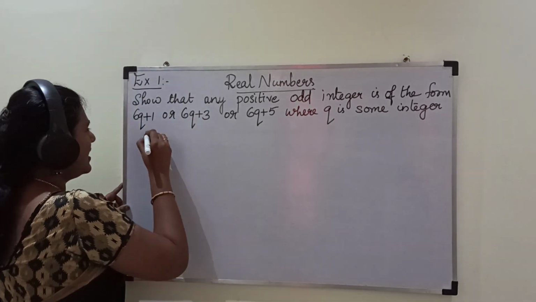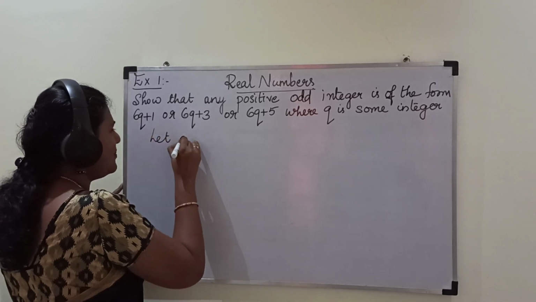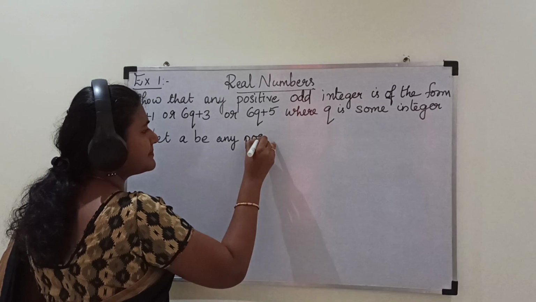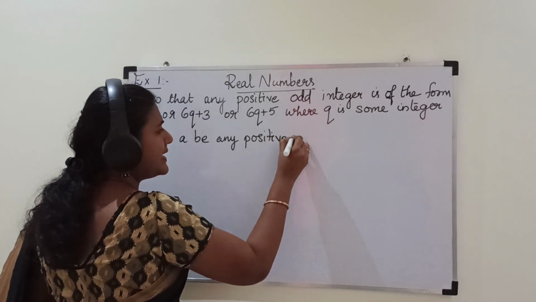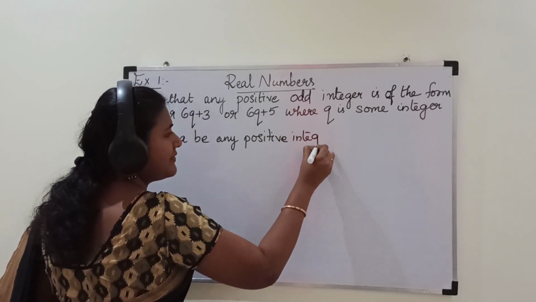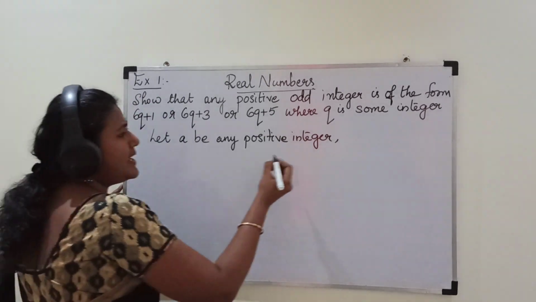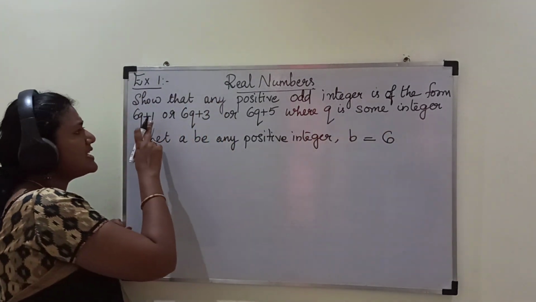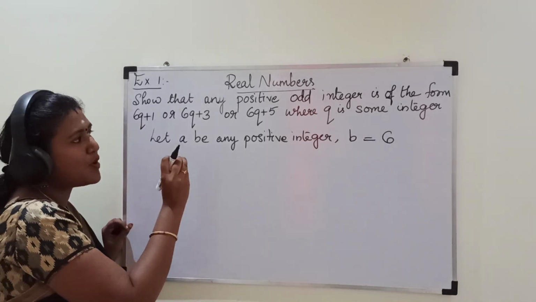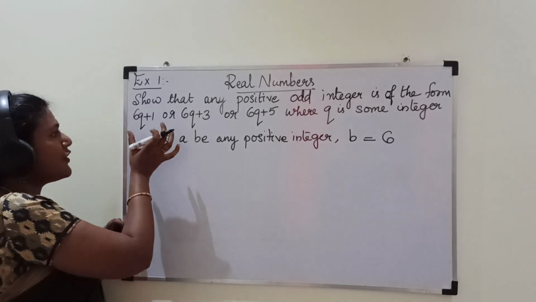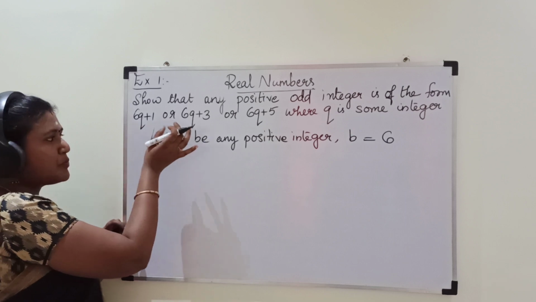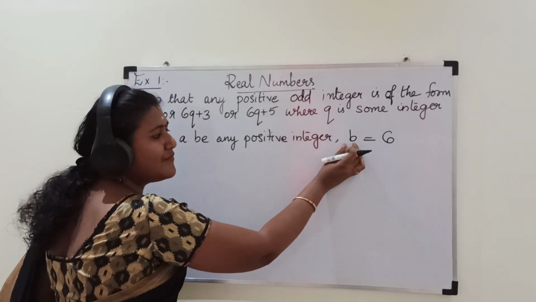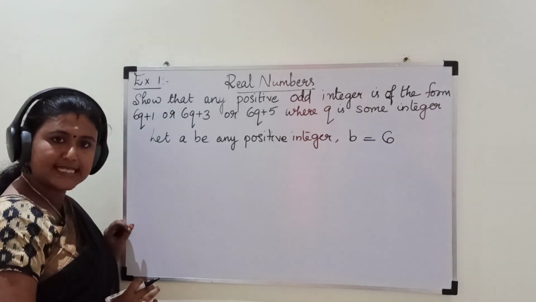So first we'll take, let a be any positive integer and b is equal to 6. We will take 6 here because we need to prove any positive odd integer is of the form 6q plus 1 or 6q plus 3 or 6q plus 5. So we are taking b as 6.